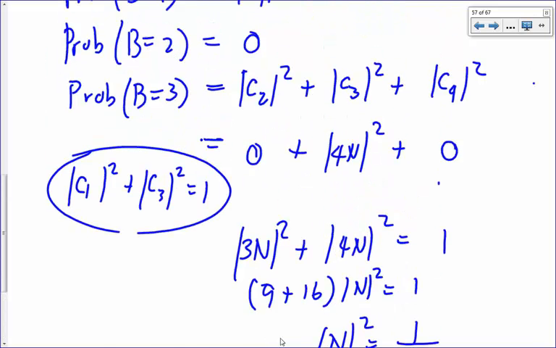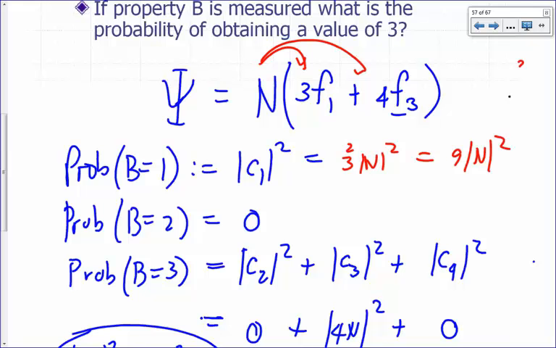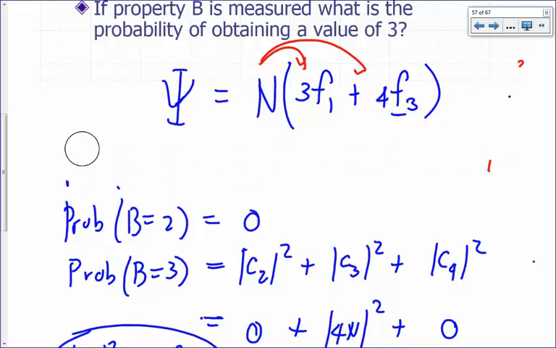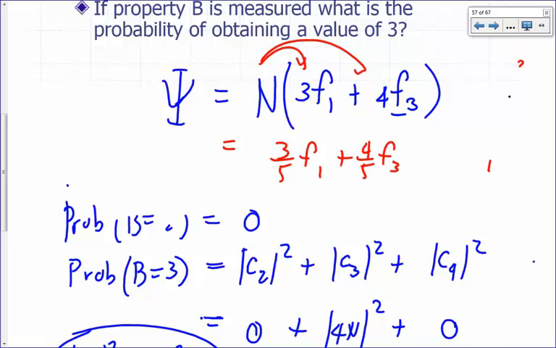So the normalized function here is what? What's another way of writing this normalized psi? It can be 3 over 5 f1 plus 4 over 5 f3. But that's not really necessarily the truth because we only know the absolute value of n. So this is just n. So it could be a negative 5 instead of a 5.